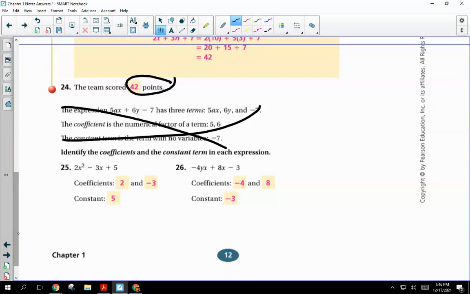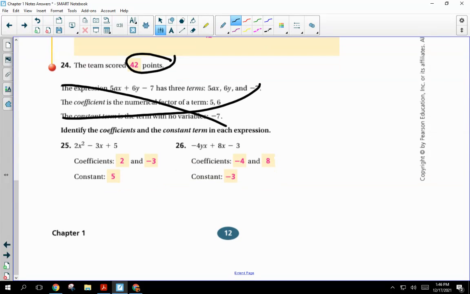So coefficients and the constant. Couple key vocab words here. A coefficient is a number next to a letter. So a co means like it's dependent upon. So the 2 is next to an x, and the negative 3 is next to an x. They are coefficients.